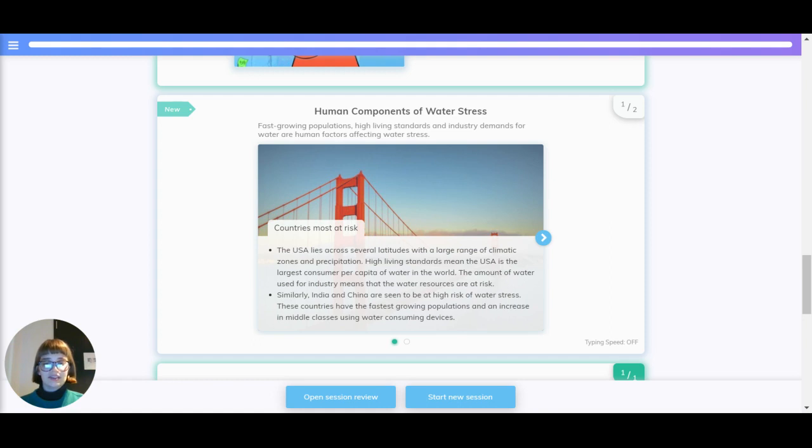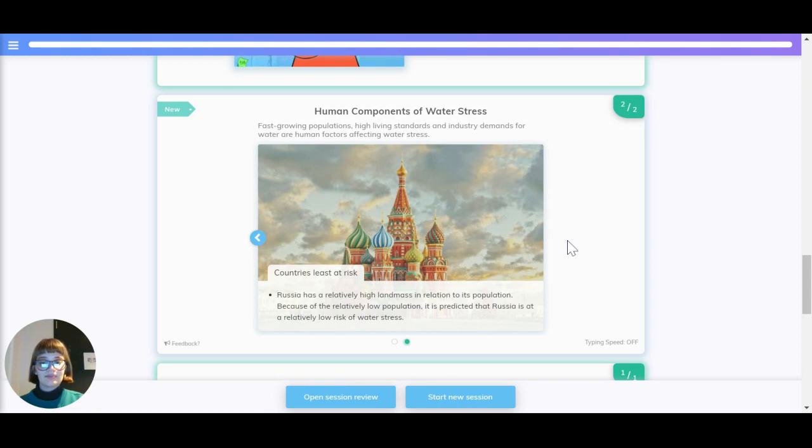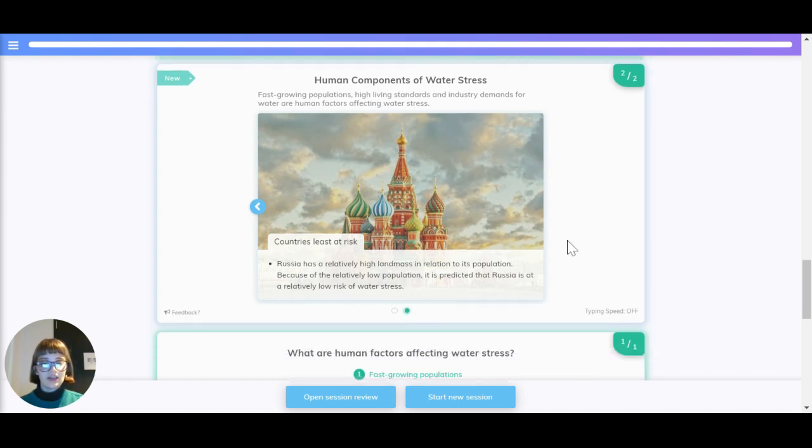Similarly, India and China are seen to be at high risk of water stress. These countries have the fastest growing populations and an increase in middle classes using water-consuming devices. Countries least at risk. Russia has a relatively high land mass in relation to its population. Because of the relatively low population, it's predicted that Russia is at a relatively low risk of water stress.